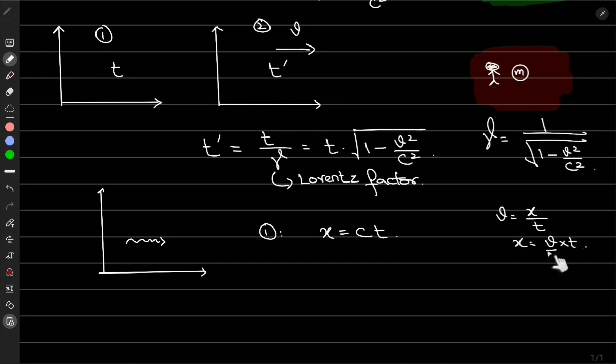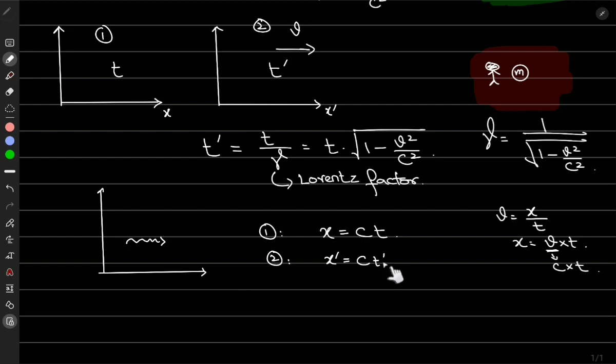But this is the light pulse, so the speed is the speed of light. So I just write it like this. That's where you get this x equals ct from, right? So it does this in time t. And now in the moving frame, the light pulse travels a distance of x prime equals ct prime, right? Since the time coordinate for that frame is t prime, and the x coordinate will also be x prime, by the way. And this happens in time t prime.